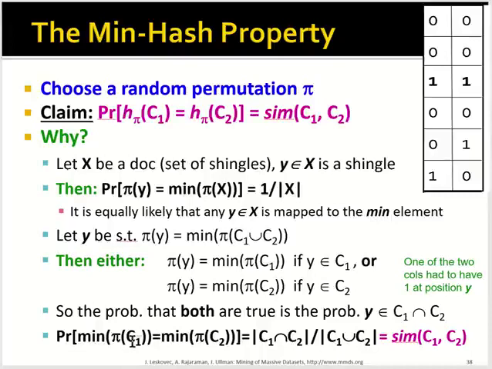In that case, we can understand the probability that the permutation on C1 equals the permutation on C2 equals C1 intersection with C2 divided by C1 union with C2. So this number is the same value as the similarity of C1 and C2, which proves that the similarity of the signature matrix is equivalent to the original similarity of any two columns.